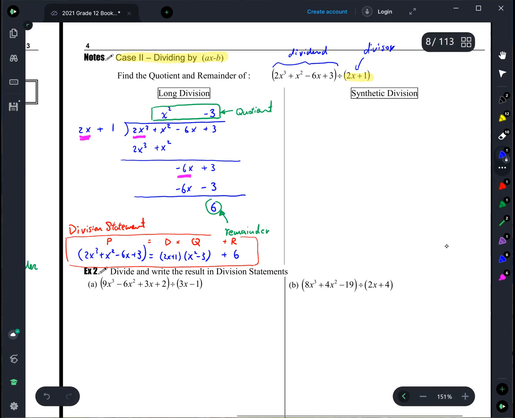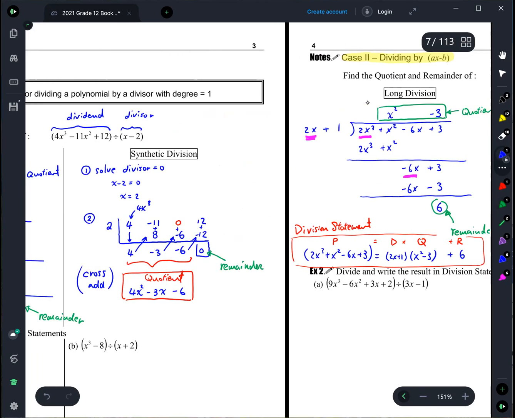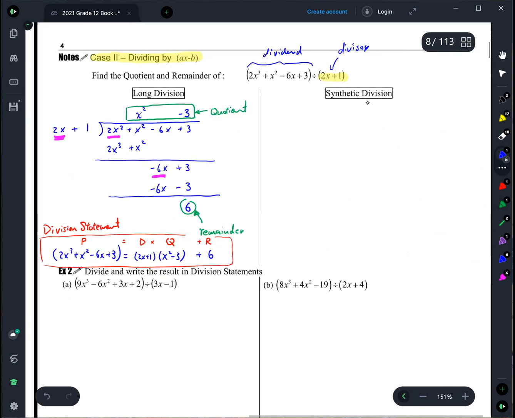Okay, so let's look at synthetic division. If you remember from your homework, or you can just look at the notes here, the first step is we need to solve divisor equals 0. The steps are the same, okay? So we'll start with that.